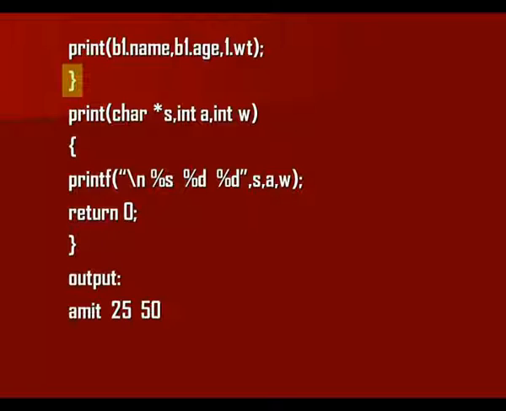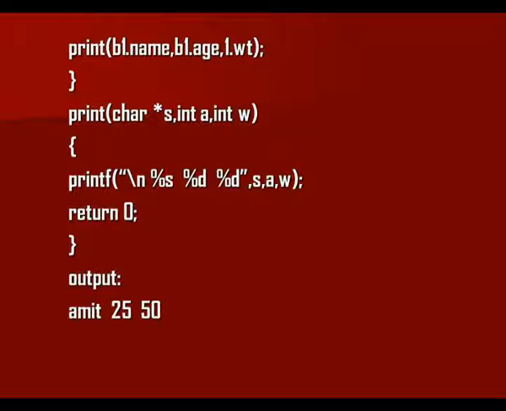And then here we close the main function. This is the declaration of the definition of the function that has been called. So print is the name of the function, these are the actual arguments. So they are being passed to the print function, this is the function definition. So this name will be copied to this S, age will be copied to this A, and WT will be copied to this W. So each of these values will be copied into these three arguments.